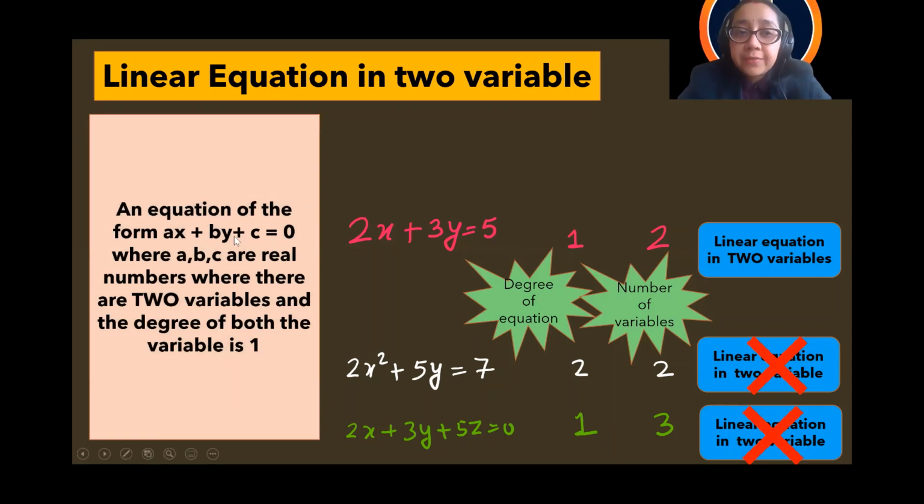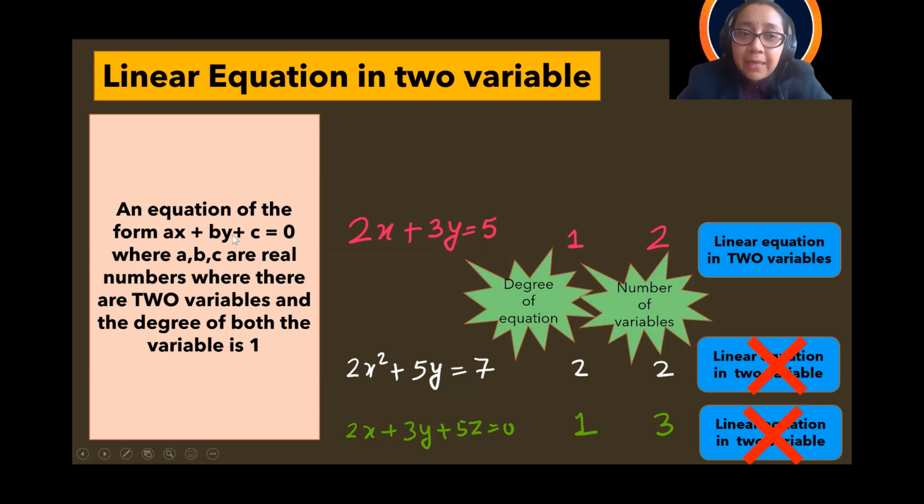Also, an equation of the form ax plus by plus c equal to 0, where a and b are the coefficients of x and y, they have to be real numbers. Real numbers doesn't mean that it will not be equal to 0. 0 can be a real number. But the second important condition is both a and b will never be 0. Either any one can be 0, it's fine, but both of them cannot be 0.